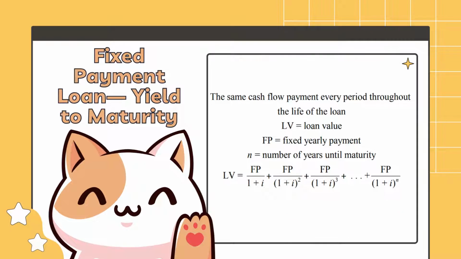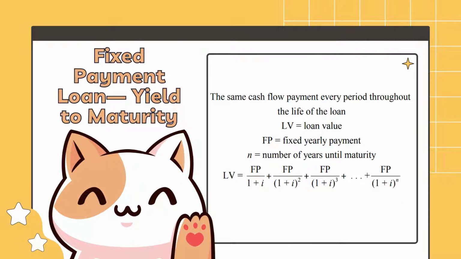So, mag-proceed naman tayo sa yield to maturity ng ating fixed payment loan. So, ang formula ng fixed payment loan natin for the yield to maturity is different sa formula natin kanina sa simple loan. So, the same cash flow payment every period throughout the life of the loan. So, may mga items ulit tayong kailangan tandaan. LV stands for loan value. FP is equals to fixed yearly payment. N is equals to number of years until maturity.